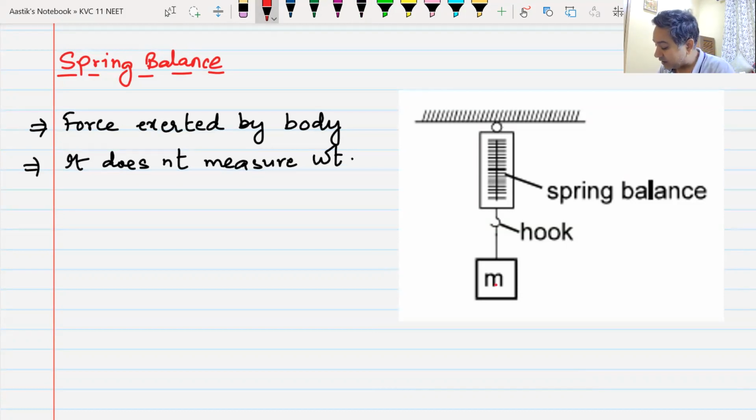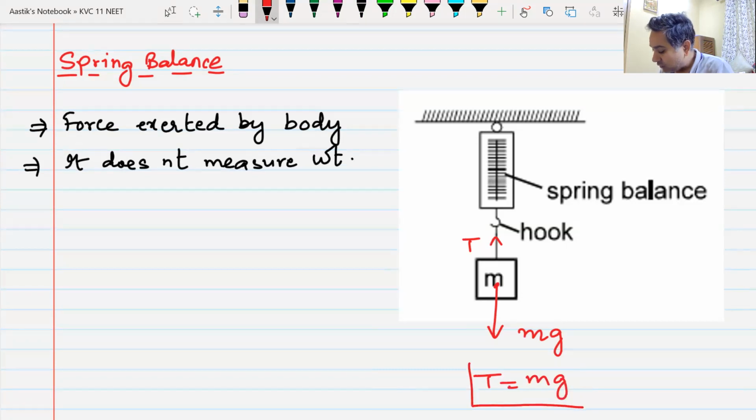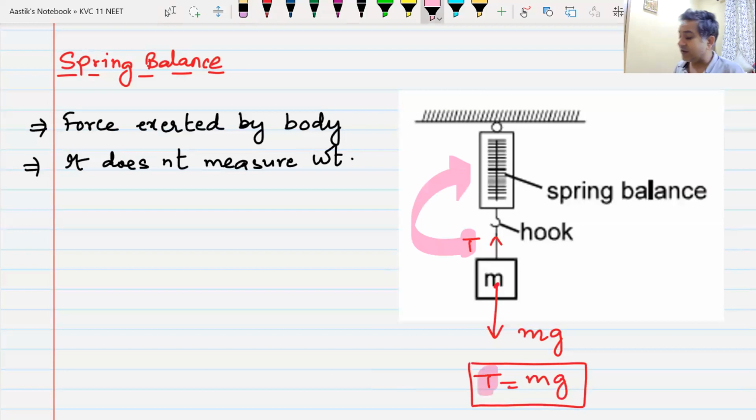If you draw the free body diagram of this block, bacha, you will see that this weight mg is downwards and this tension T is upwards. Now this block is in equilibrium. Do we understand this? Yes or no? The block is in equilibrium, so this tension is equal to the weight mg. What will this spring balance measure? It does not measure the weight, it measures this value of T. So the reading of the spring balance will be the tension T.